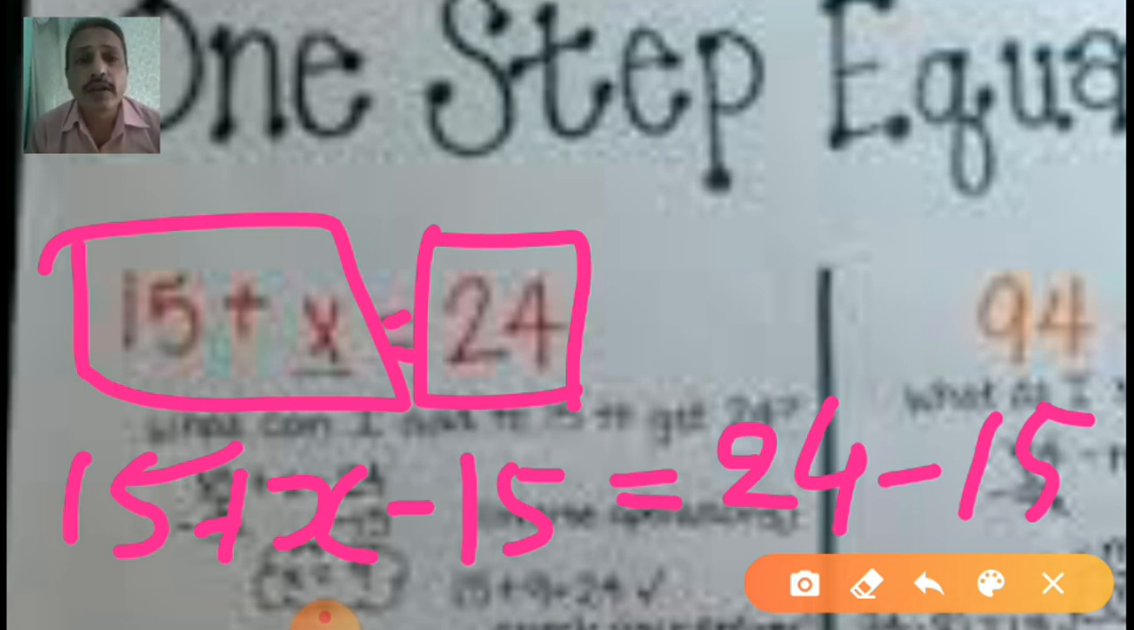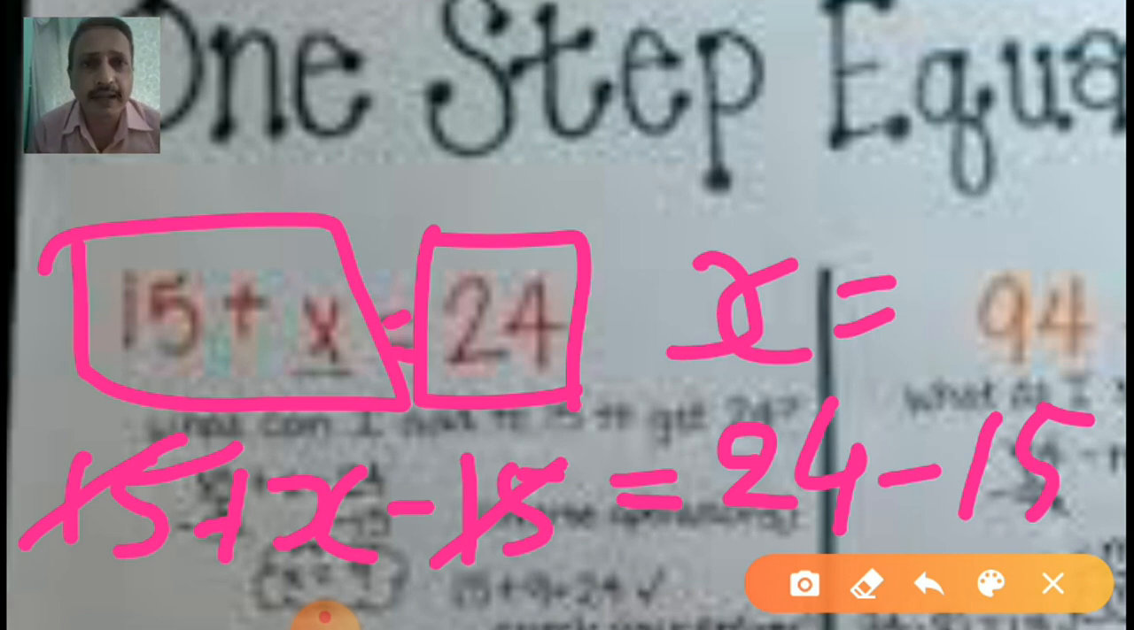Now let's do the calculation. Simplifying: this 15 cuts, this 15 cuts, meaning plus and minus are gone. What is left on the left side? Yes, only x. Good. Now what about the right side? Now calculate 24 minus 15. Who is the fastest one? Check it. Yes, you are right, my dear student. That is 9.